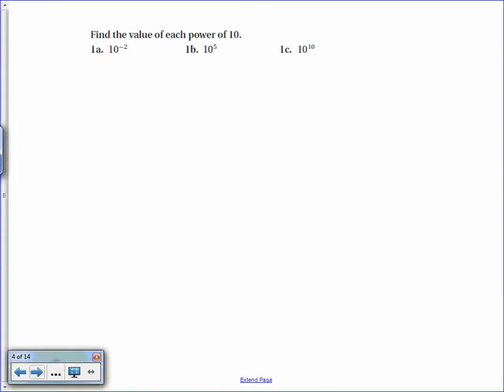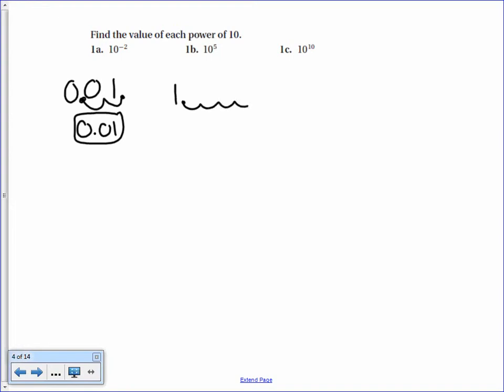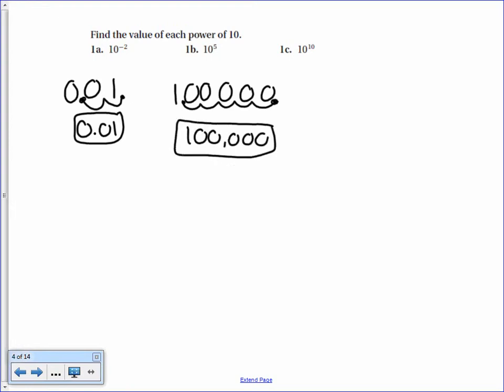Okay, going through a few more. 10 to the negative 2 power, starting on the right side of the 1. Got to go back 2, fill in those zeros. So 0.01 for that one. 10 to the 5th, on the right side of the 1, we go over 1, 2, 3, 4, 5. Fill in those zeros. So 100,000 will be 10 to the 5th.